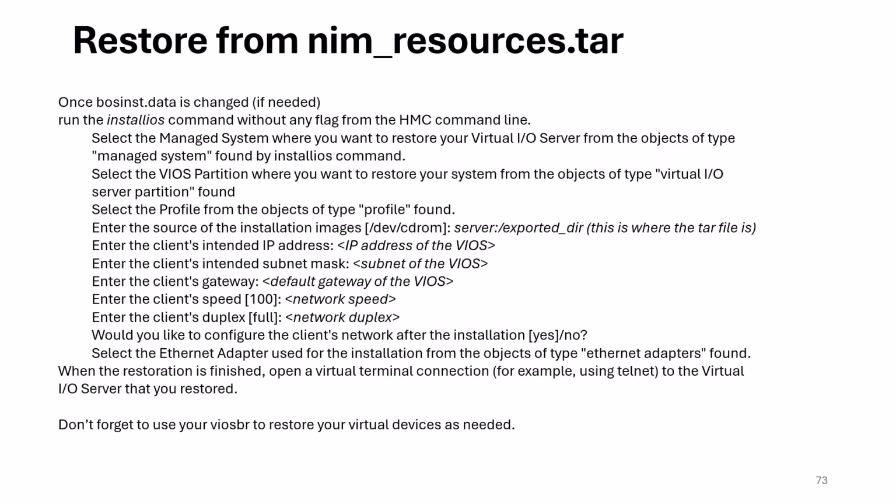This is giving you the procedure for actually doing the restore. So once you've changed the bosinst.data, you're just going to run installios on the command line on the HMC. It's then going to ask you what the managed system is that you want to restore your VIO server from. So in this case, it should be our NIM server. It'll then give you a list of VIO servers, and you have to pick the one that you want to be restoring. And then there's a whole bunch of information that it's going to request from you. And basically then it goes off and it does the restore.